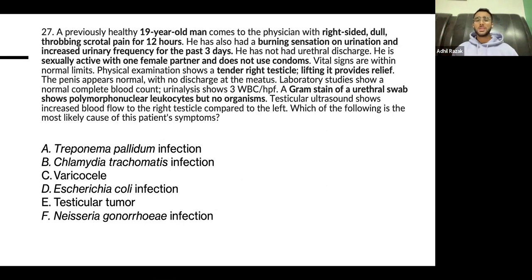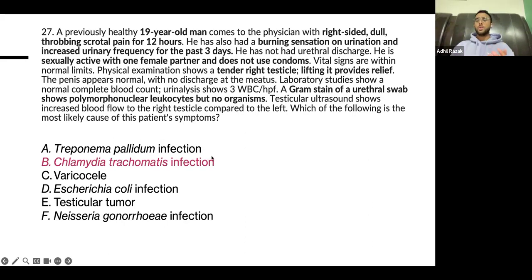Lab studies show a normal CBC. Urinalysis shows 3 WBCs. Gram stain of the urethral swab shows polymorphonuclear leukocytes, but there are no organisms. You only need this one line to find the diagnosis, or what bacteria we're dealing with here. Testicular ultrasound shows increased blood flow in the right testicle compared to the left. Which of the following? You guys saw the answer already. It's chlamydia, because the gram stain showed nothing except leukocytes.